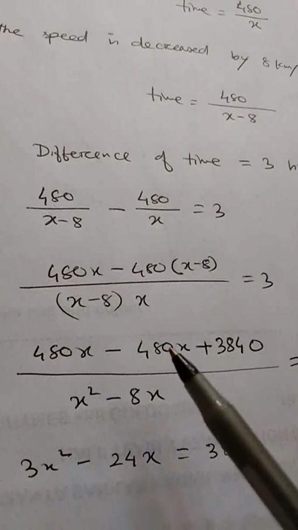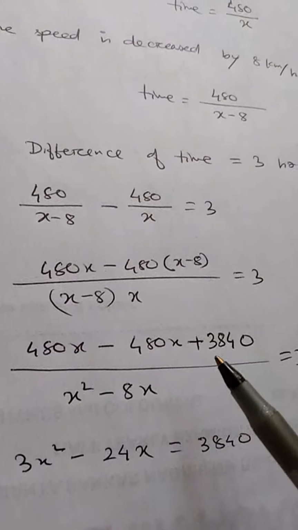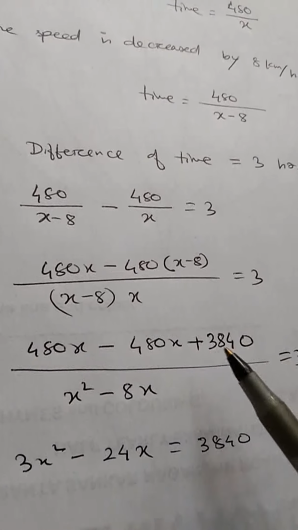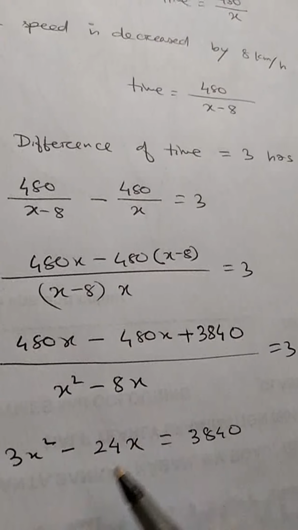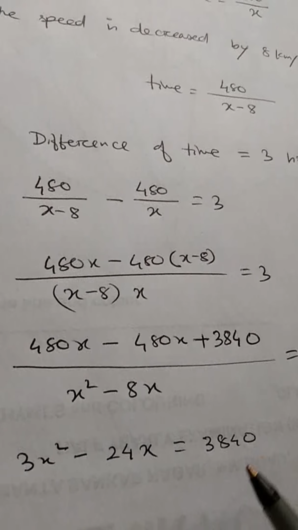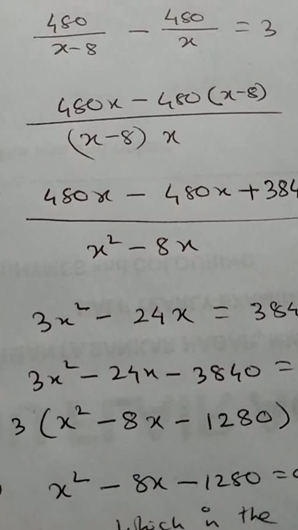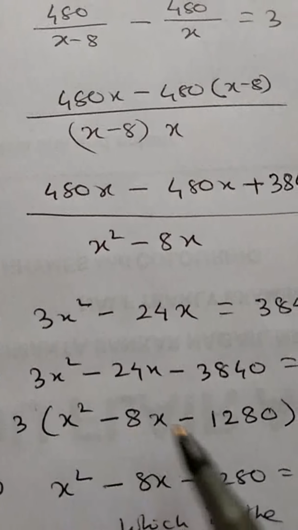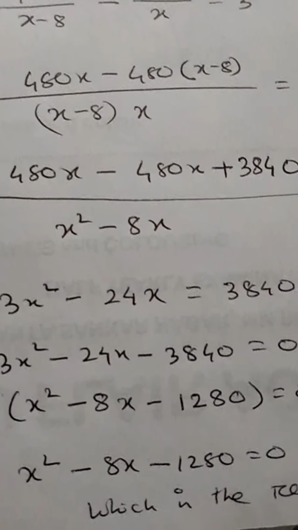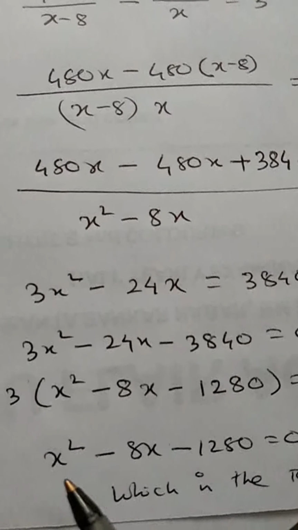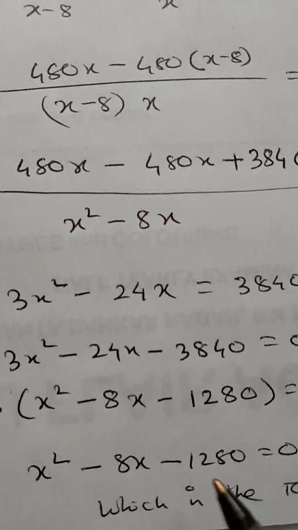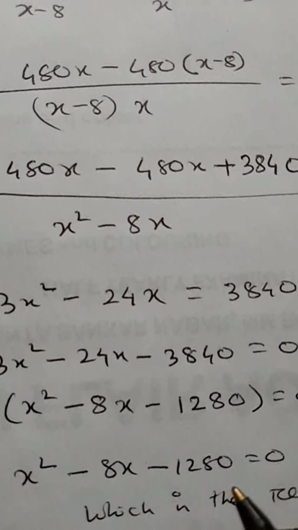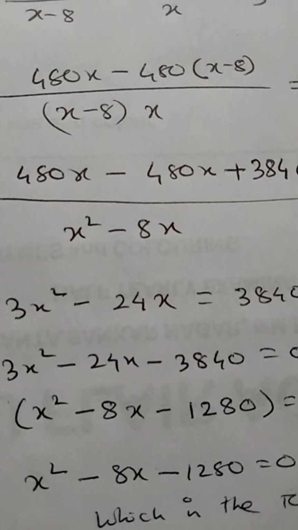Here 480x and 480x will be cancelled out, so only this part is left, so 3 into this equals to 3840. Then from here we take 3 common and divide the right side, so x square minus 8x minus 1280 equal to 0, which is the required quadratic equation.